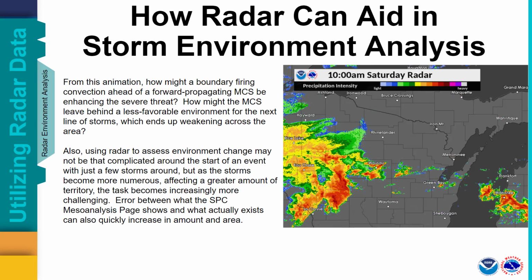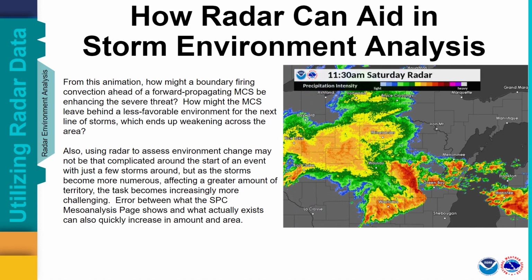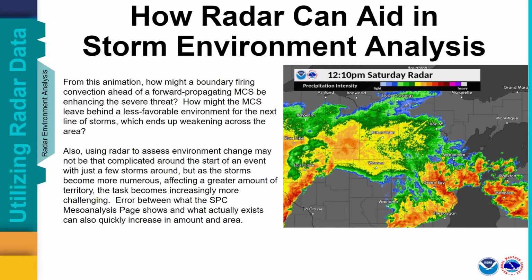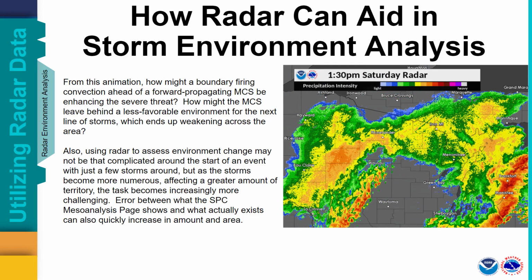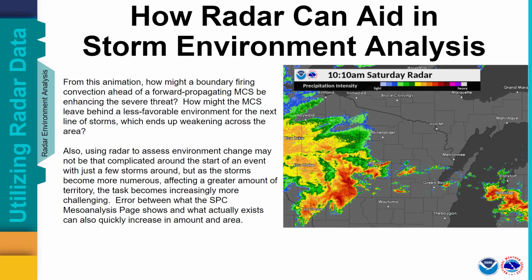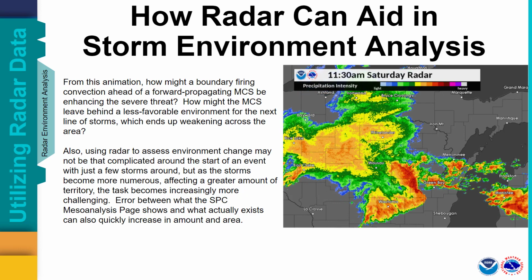Also, using radar to assess environment change may not be that complicated around the start of an event with just a few storms around, but as the storms become more numerous, affecting a greater amount of territory, the task becomes increasingly more challenging. Error between what the SPC mesoanalysis page shows and what actually exists can also quickly increase both in aerial coverage and amount.